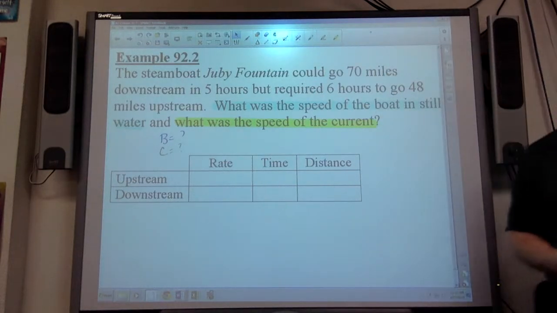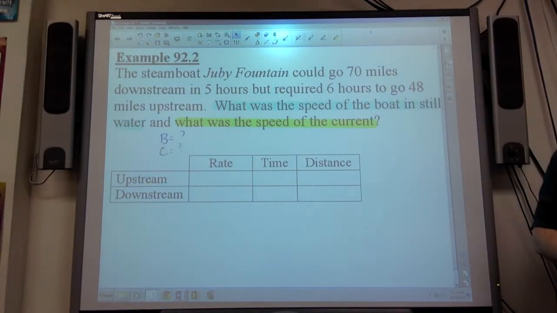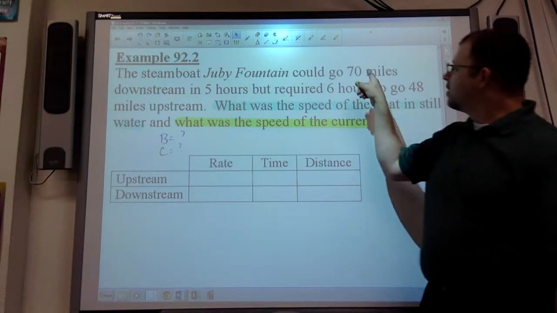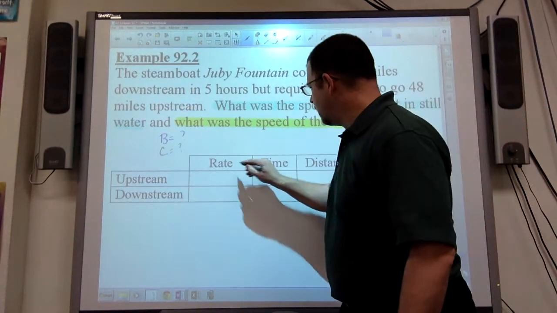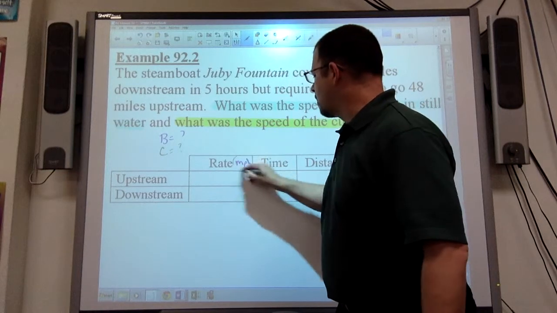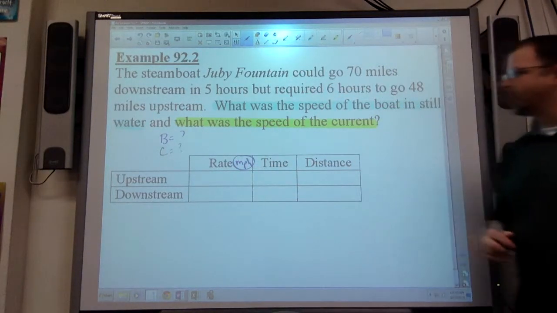I'd say the most difficult part about this is getting the correct unit on your answer, and that's not even hard. 70 miles in 5 hours, so it's miles per hour, right? All right. So you might put miles per hour up here, just to remind you that that's the type of unit you're going to get on your answer.